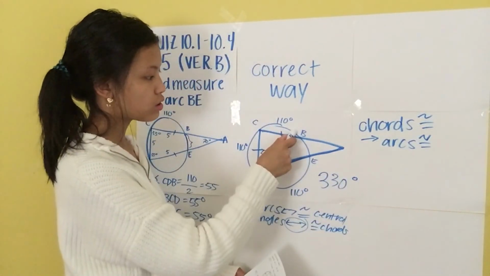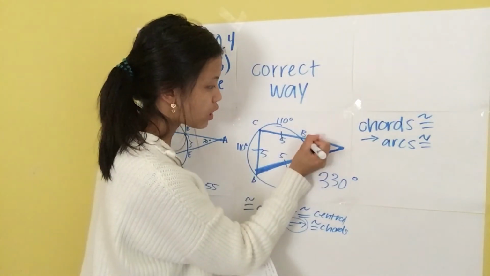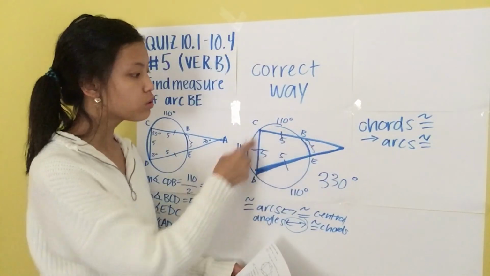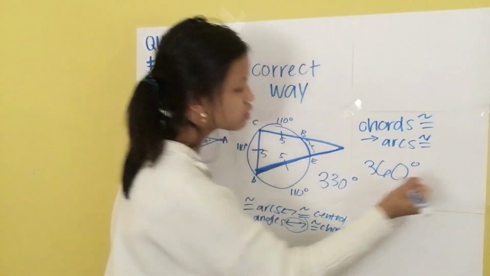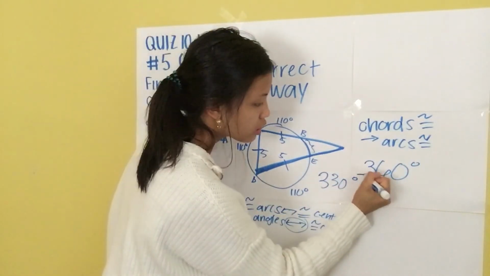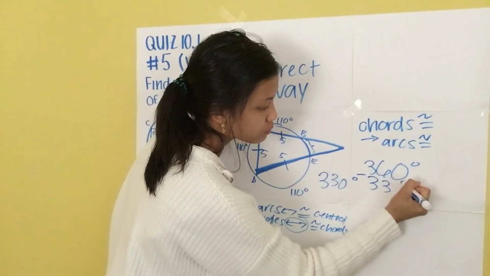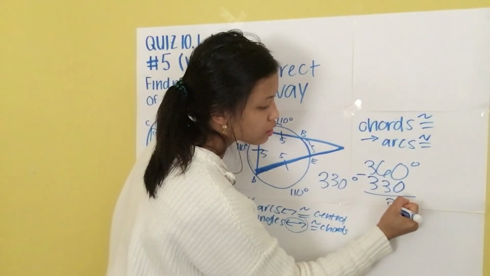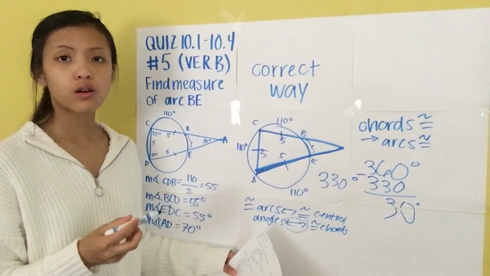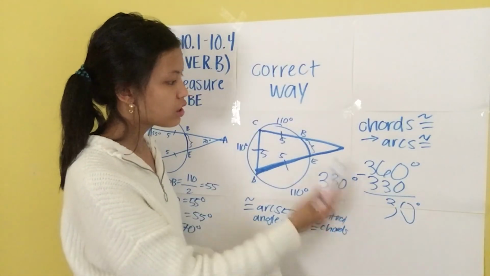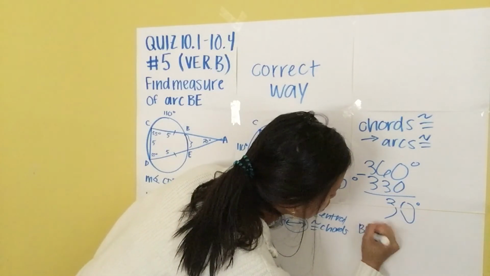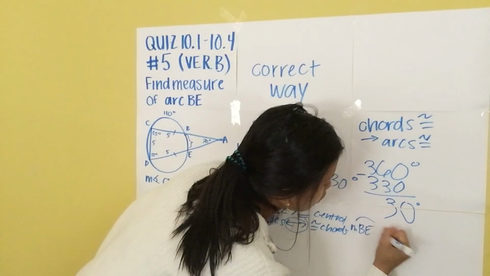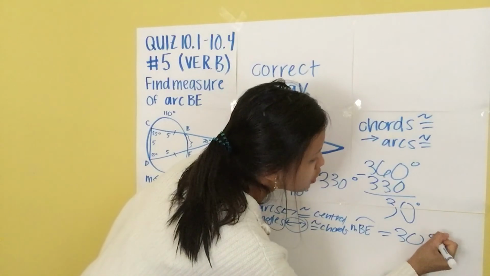But these arc measures don't include BE right here. But since we know that the entire circle is equal to 360 degrees, then you would just have to subtract the arcs that we already know. And you would get 30 degrees. So once you have that 30 degrees, you can conclude that the measure of arc BE is equal to 30 degrees.